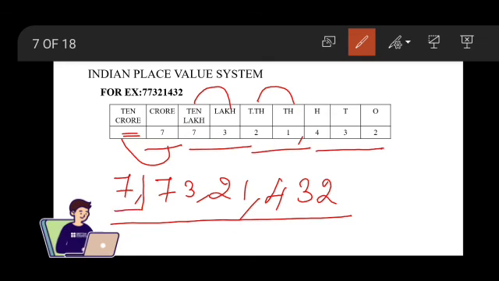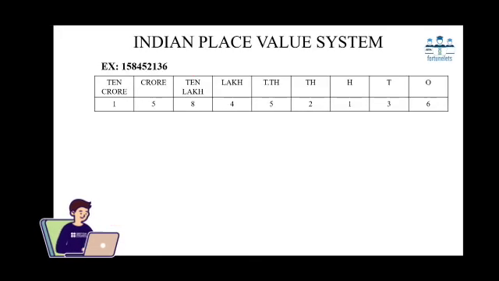So 7 crore 73 lakh 21,432. This is how you have to group the given numbers and you have to insert the commas according to their place value. Now let's see the second example.